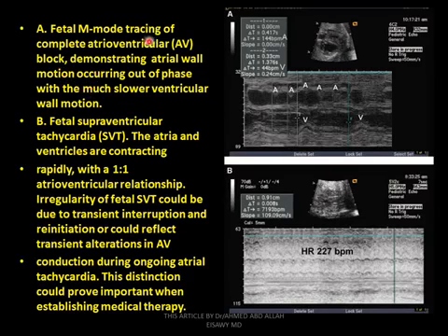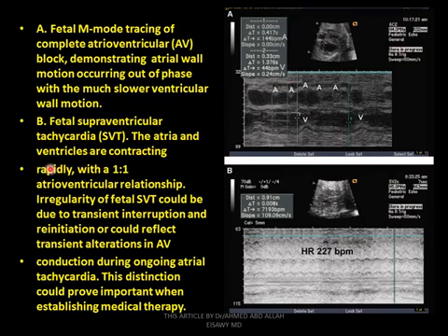Another type is fetal M-mode tracing of complete AV block, demonstrating atrial wall motion with a slower ventricular contraction. Multiple atrial contractions, as we saw, with slow ventricular contraction that does not follow atrial contraction. So this is an atrial impulse controlled by the sinus node, not transmitted to the ventricle, complete AV block. Each chamber has its own rate. This is one cause of bradyarrhythmias.